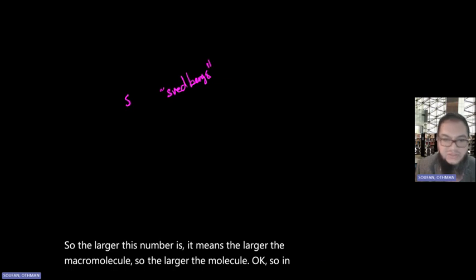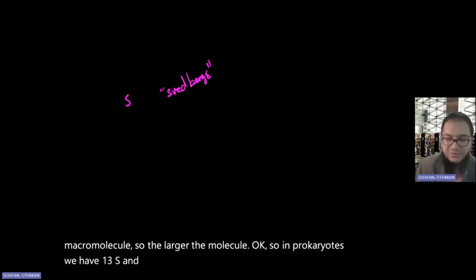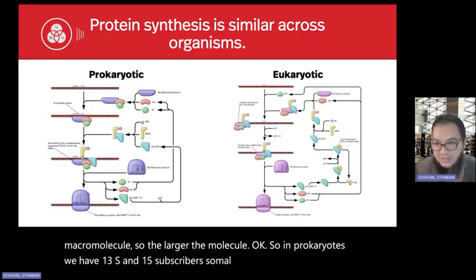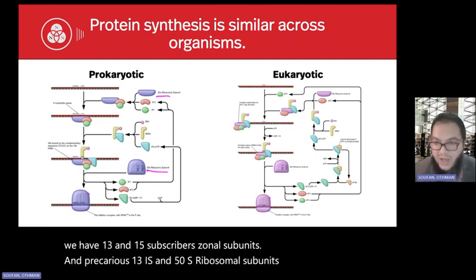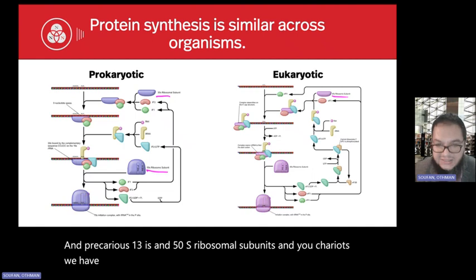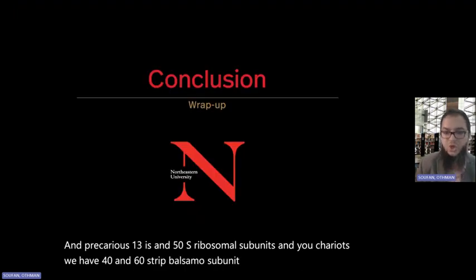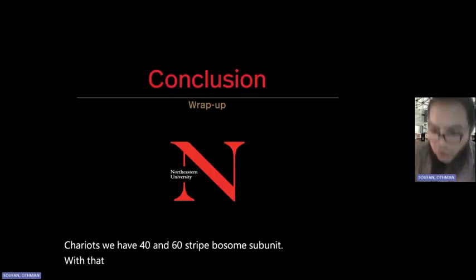So in prokaryotes, we have 30S and 50S ribosomal subunits. And in eukaryotes, we have 40S and 60S ribosomal subunits. With that, I'm going to conclude.